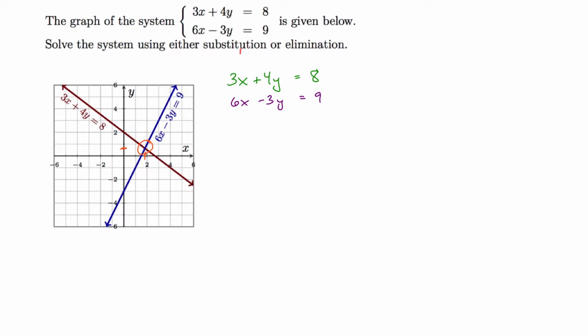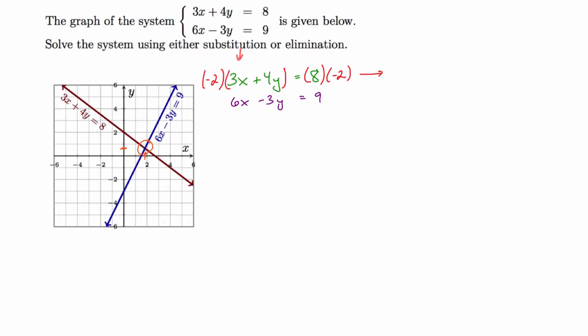I notice that the x terms have coefficients that have a relationship. It is easy to make 3 become 6 simply by multiplying it by 2. What I actually want to do, though, is to remind myself I don't want to turn it into the same value, I want to turn it into the opposite. So I'm going to multiply both sides of this equation by negative 2.